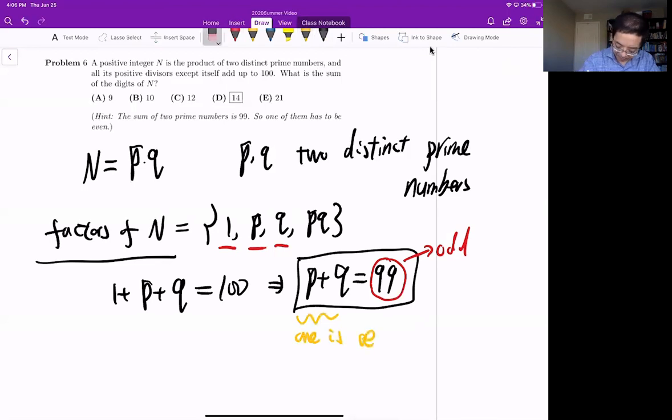Maybe let me put it this way: it has to be even plus odd. So first of all, we know both of them are prime numbers, and this is number one. And number two, we know one of them is even.